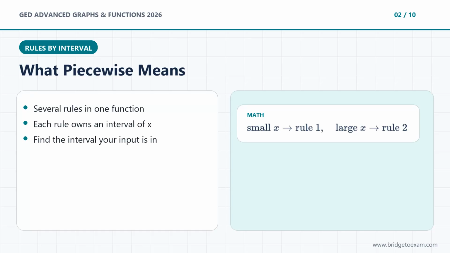A piecewise function is really several small functions living together, each in charge of its own stretch of inputs. One rule applies for small x values and another for larger ones. The boundary between them is a cutoff number. Your first job is always to find which interval your input falls into.